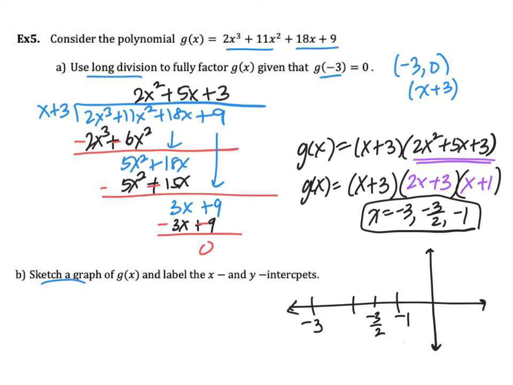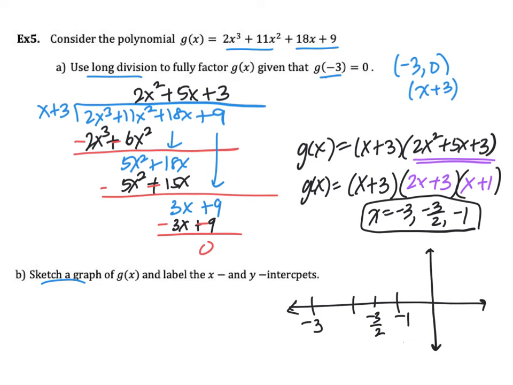Okay, we did our long division here. You should have gotten x plus 3 times 2x squared plus 5x plus 3 when you did your long division with a remainder of 0, but 2x squared plus 5x plus 3 can be continued to be factored. However, whatever method you use to do that factoring, you should have gotten 2x plus 3 times x plus 1, which means my 3 roots are -3, -3 halves, and -1.